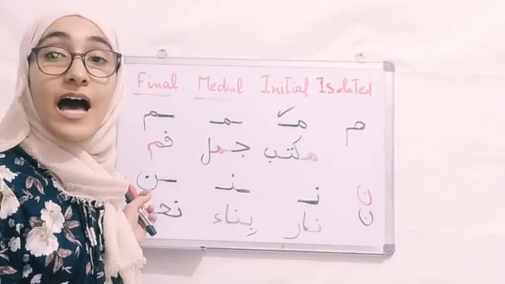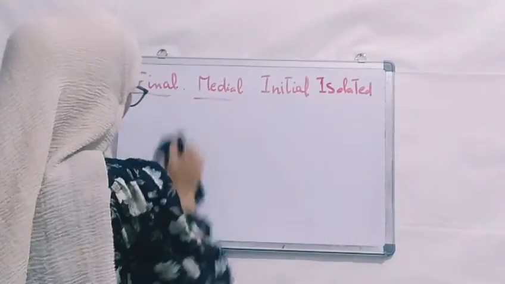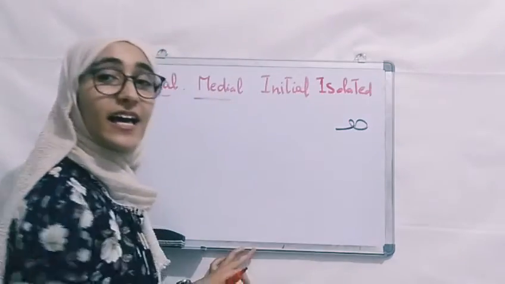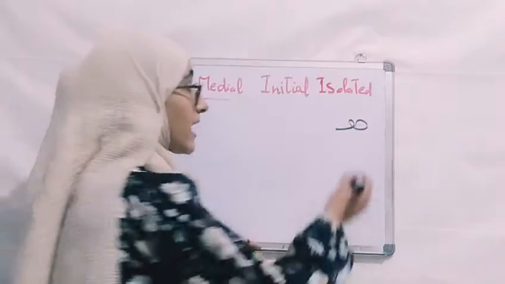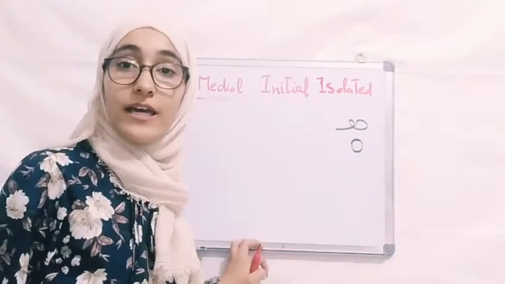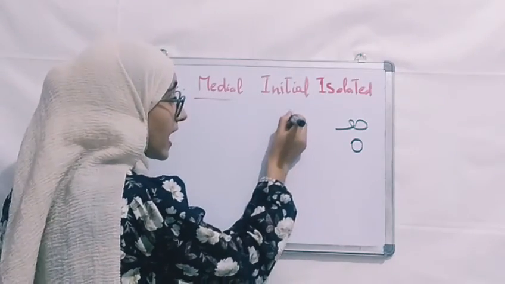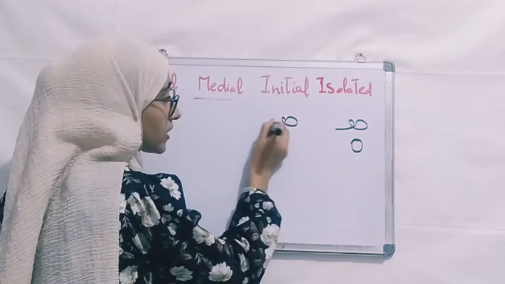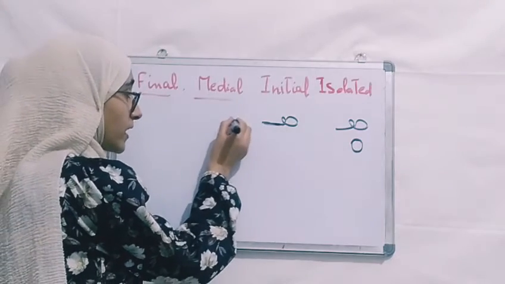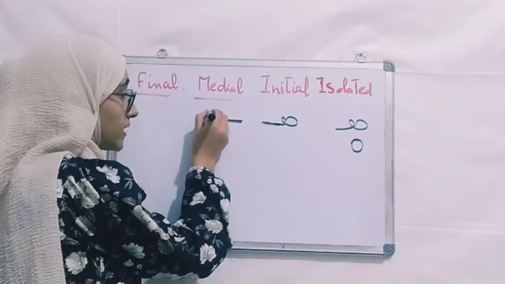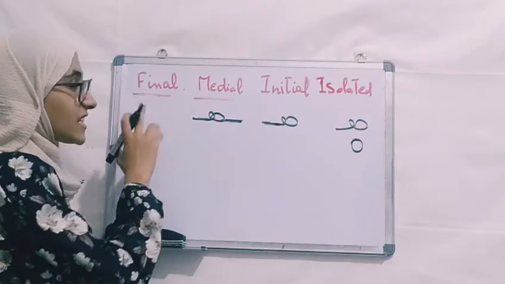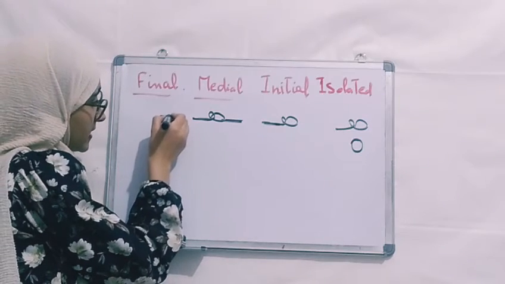Then we have ha and waw. Ha, in the isolated form, as we saw, like this, but you can also write ha in the isolated form like a zero. In the initial form you write ha the same way, and you keep the connecting line, keep this straight. In the middle form you write the connecting line, and then you write ha like this, and keep it straight.